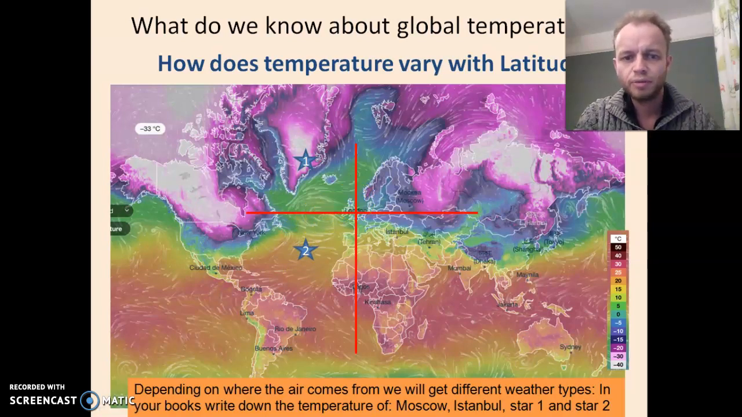So just to do a little bit more in detail about this, I want you to pick 4 different sites from here. So I've asked you to look at Moscow, and Moscow is over here. I want you to look at Istanbul, down here, to look at star number 2 and star number 1, and tell me what temperature each of those sites are. So write those down in your books, pause the video. What temperature is Moscow, Istanbul, star 2 and star 1? Okay, so write those down in your books.